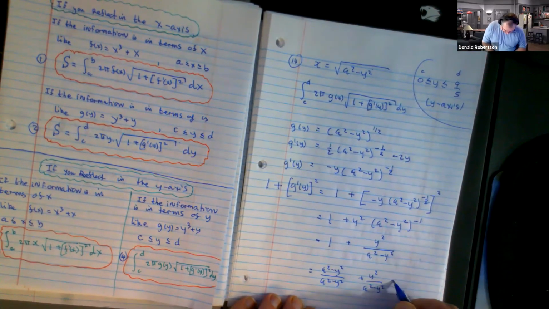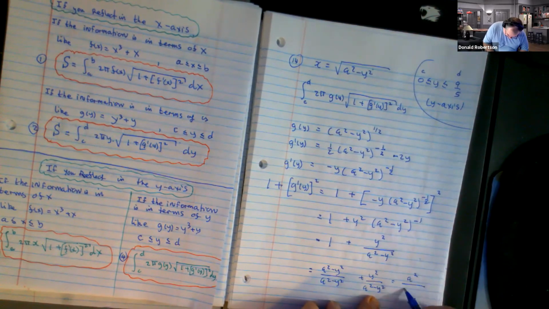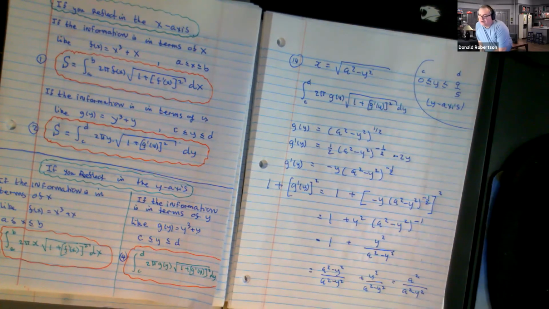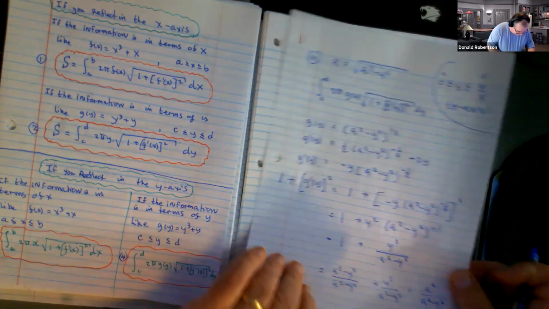And something really nice: would you agree that when you add the top together, you're just left with an a squared, and the bottom you're left with an a squared minus y squared? Would you agree that's much prettier than it was a second ago? And that's probably going to play well inside the square root. So let's find out what it looks like.